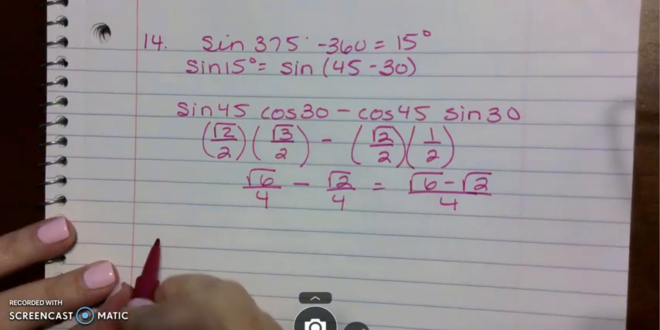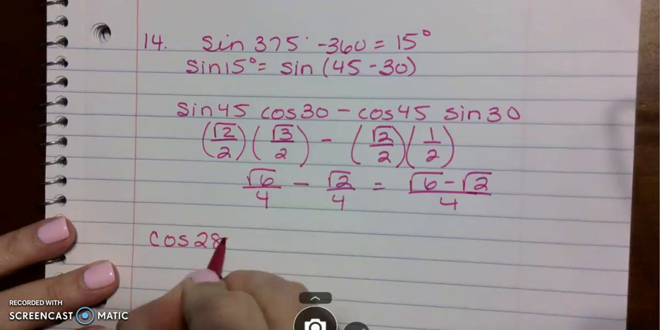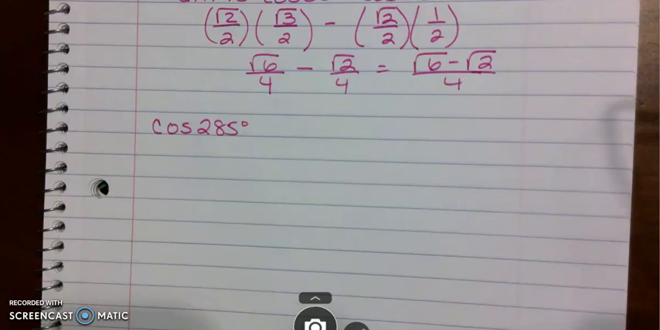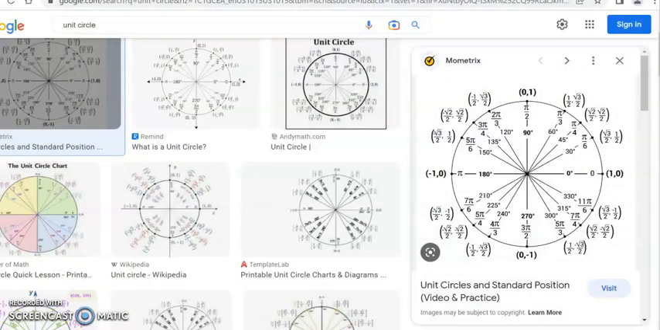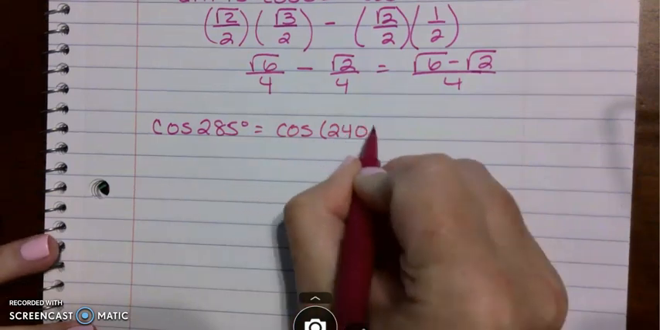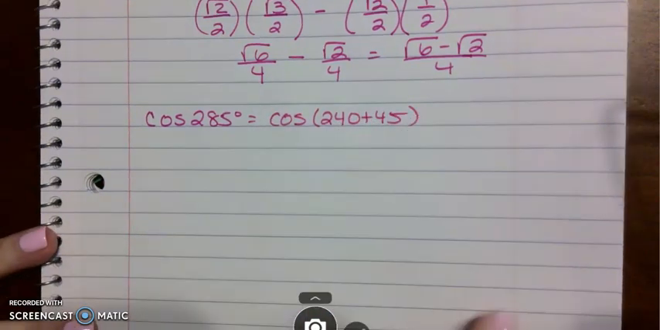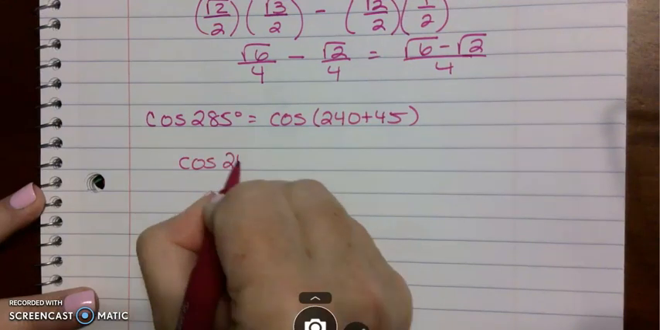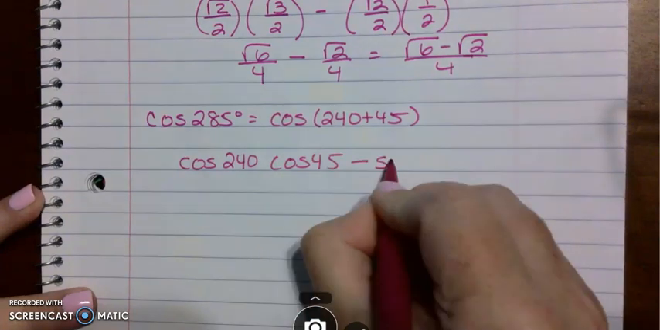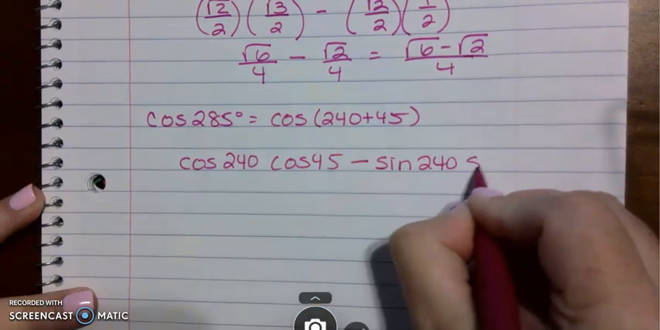Now the next one is cosine of 285. Let's look at our unit circle. We need to equal 285. Ooh, and we have something nice. How about 240 and 45? So cosine of 240 plus 45. That chant goes cosine, cosine, clap, sine, sine.